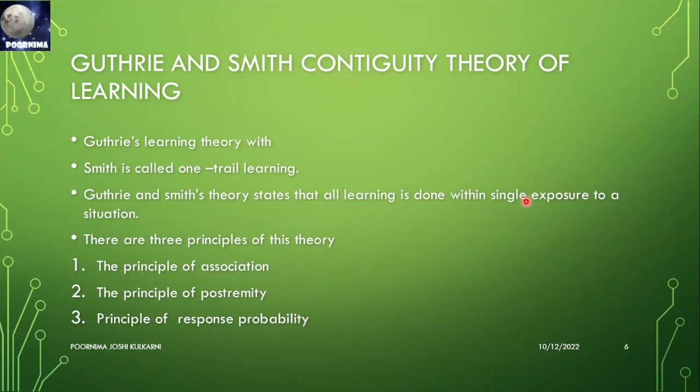Guthrie's learning theory with Smith is called one trial learning. The Guthrie and Smith theory states that all learning is done within a single exposure to the situation. Multiple stimuli and responses are not required. That is his theory. There are three principles of this theory: principle of association, principle of postremity, and principle of response probability.